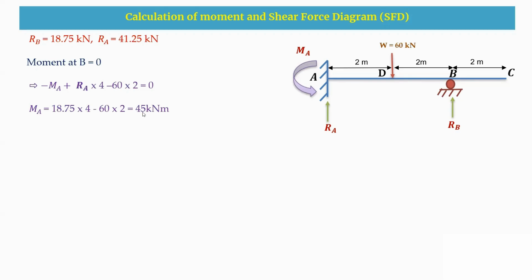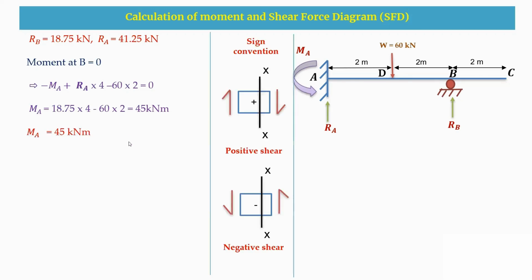After getting this moment, then we are going to draw the shear force diagram by using these reactions and this moment value. So this is the sign convention for a shear force diagram. When we cut a section at any element, towards the section, if the shear force is in clockwise direction, then it is a positive shear. If the shear force is in anti-clockwise direction, then it is a negative shear. And when we consider this CB portion, there is no load acting here.